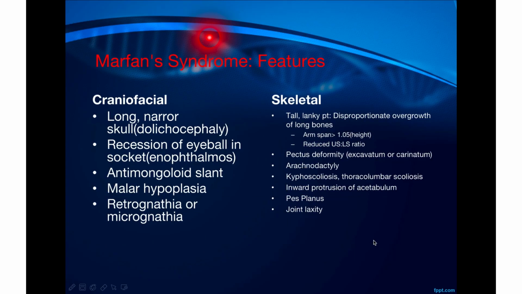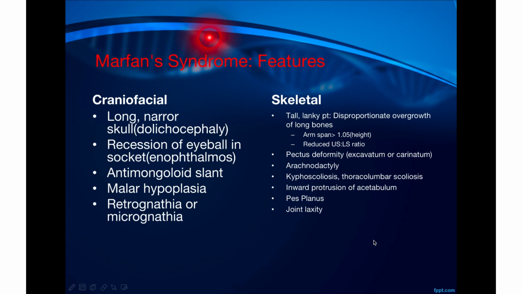Next, we're going to go to the features. Marfan syndrome affects several organ systems, and there are specific things that we could see to give a clinical diagnosis. First, we're going to look at the craniofacial features. The patient usually has a long, narrow skull, which we call dolichocephaly. I'll show you a picture of the patient having a long and narrow skull.